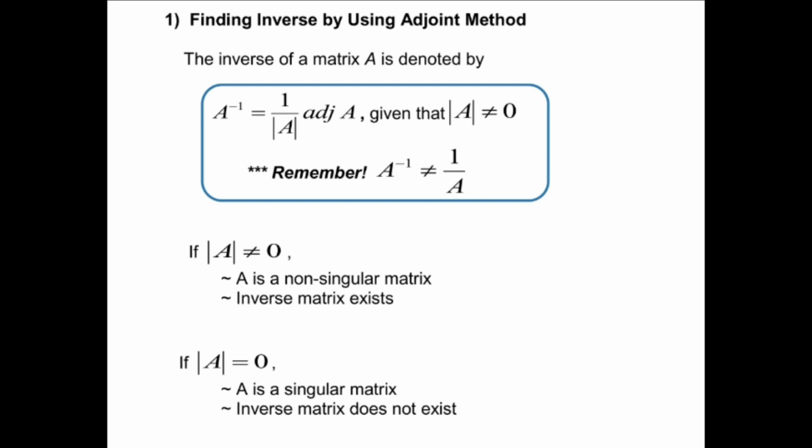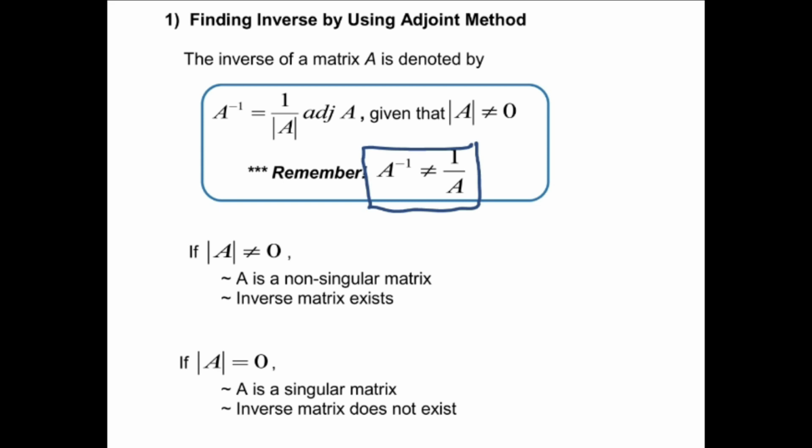Finding inverse by using the adjoint method. The inverse of a matrix A is denoted by A inverse equals 1 over determinant of A times adjoint A, given that the determinant of A must not equal 0, because you cannot divide anything by 0. Do you understand that, everyone? One more thing that you need to remember is A inverse is not 1 over A. Please remember that.